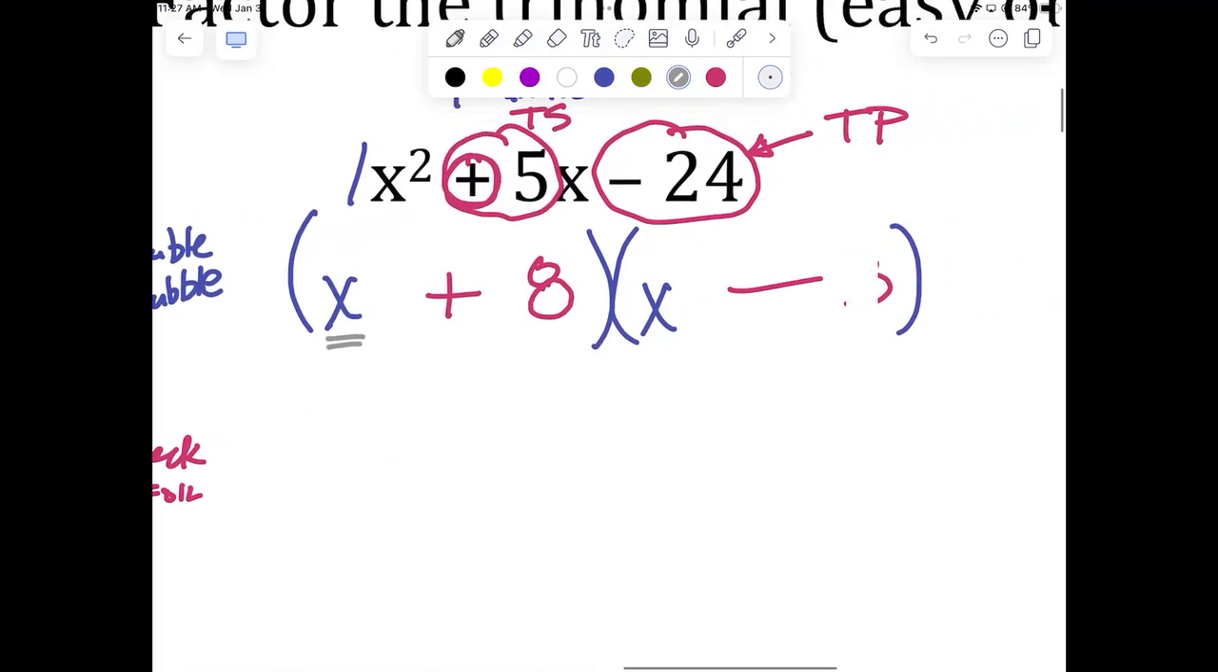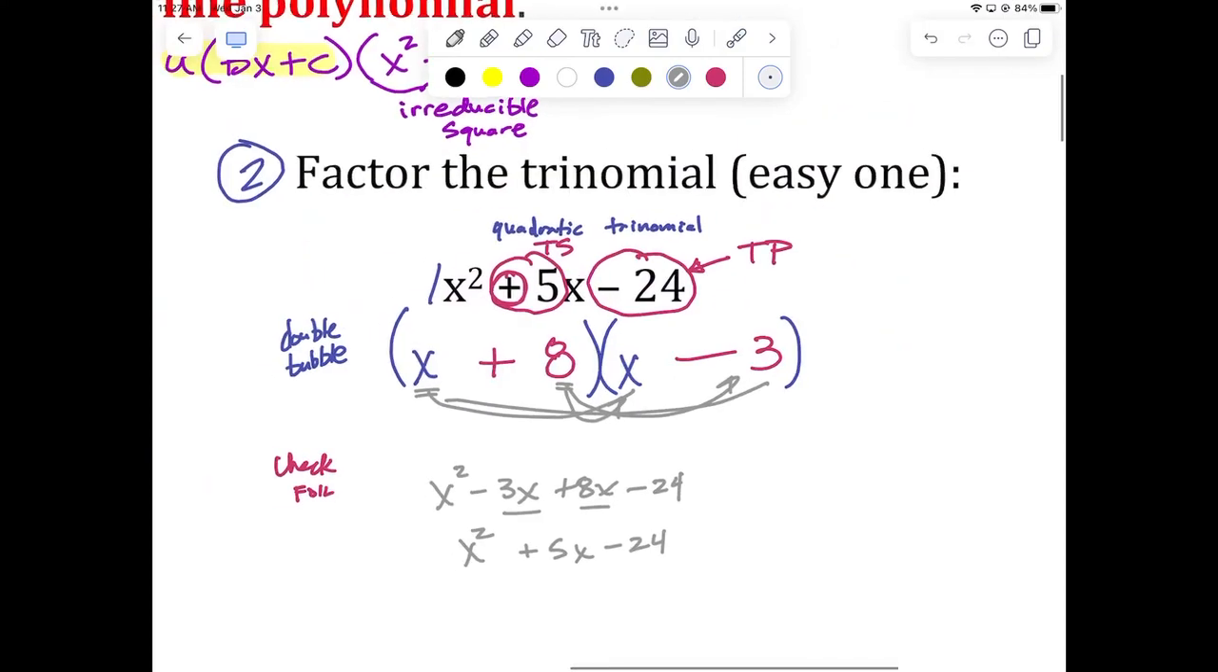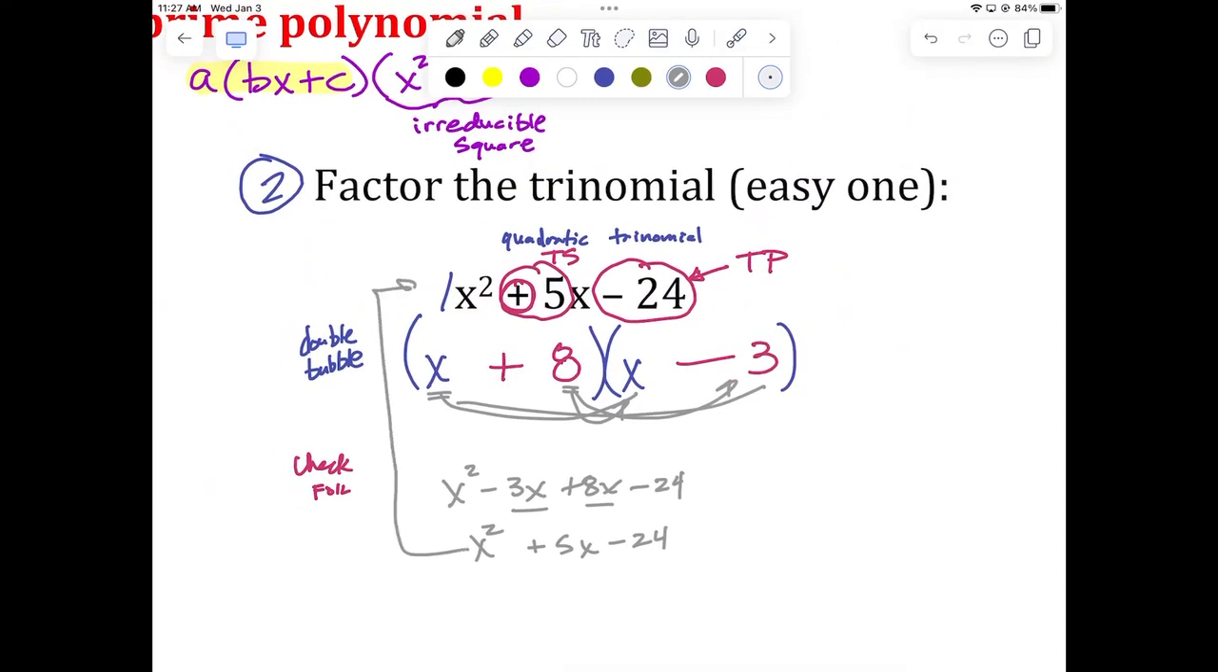We'll take the x and we'll distribute it all the way through to both of them. So I get x times x is x squared minus 3 times x, and then I move to the next one. 8 times x is positive 8x. 8 times negative 3 is negative 24. And then we combine our two like terms, and we get positive 5x minus 24. And we compare it to what we started with, and is it the same? Yeah, it is. So that means that we're awesome. So if you check below your answer, it's a good idea to come back and put a box around your answer.